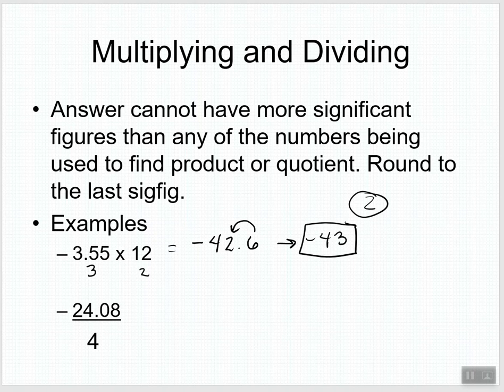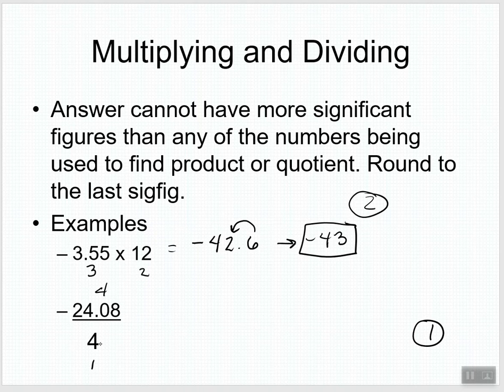The next one, negative 24.08. There are 4 sig figs in this top one. And the 4 below, notice it's just 4, it's not 4.0 or anything like that. There is just one sig fig here, so in my final answer I can only have one sig fig.